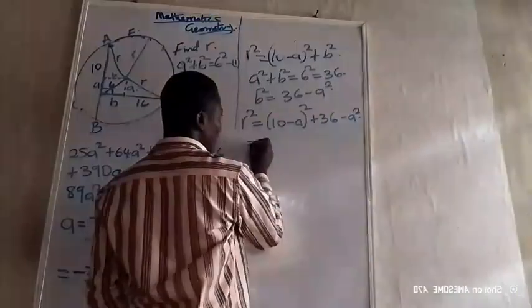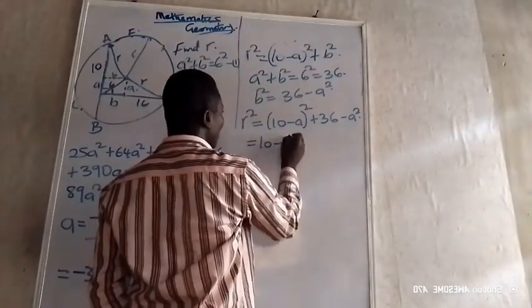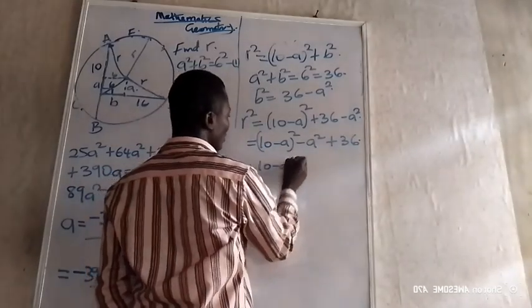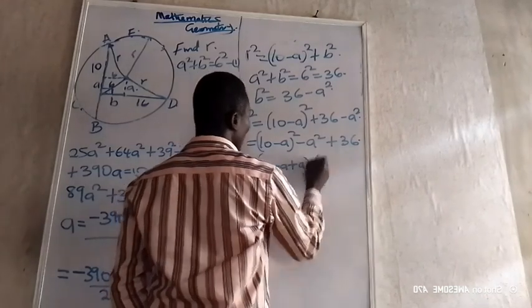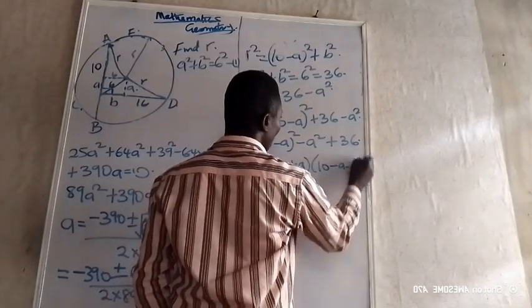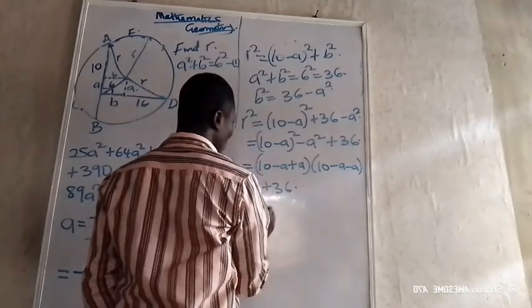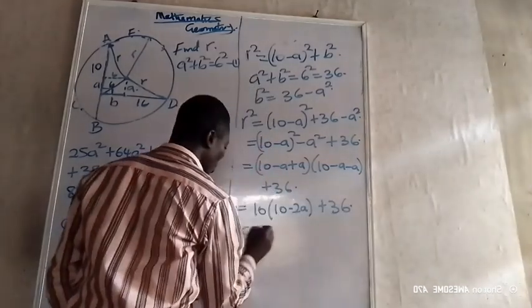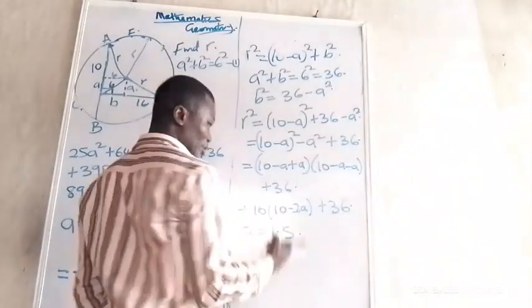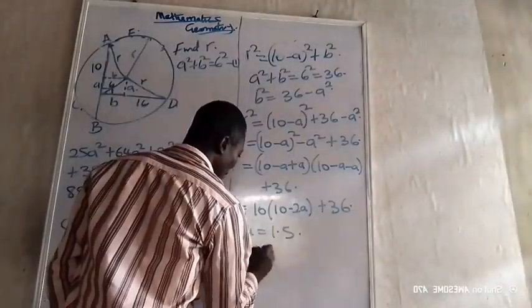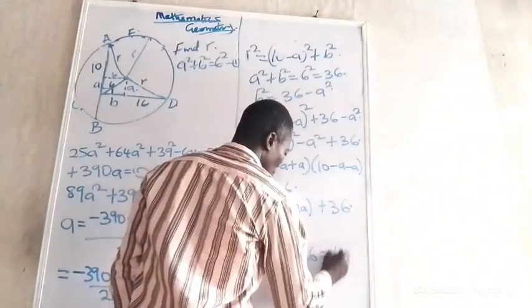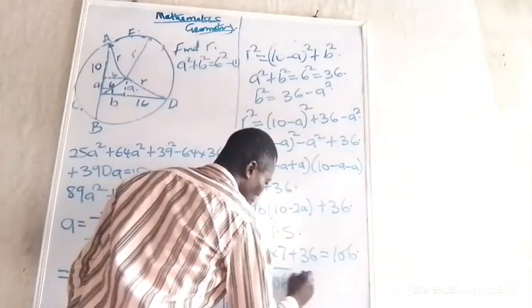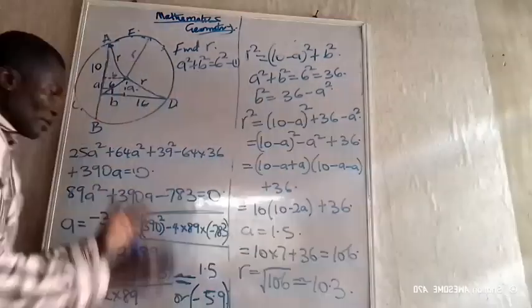So we can make it straight like this and say 10 minus a plus a, 10 minus a minus a, plus 36. So it is 10 into 10 minus 2a plus 36. And when a equals 1.5, 10 minus 2a will be equal to 7. So we are going to have 10 times 7 plus 36, which is 106. So r will be equal to the square root of 106, which is approximately 10.3 units. So that's another way of looking at it.